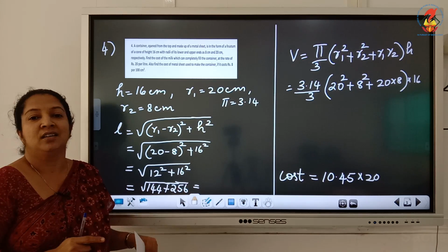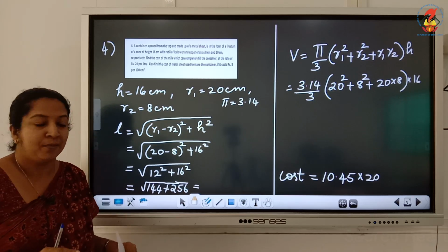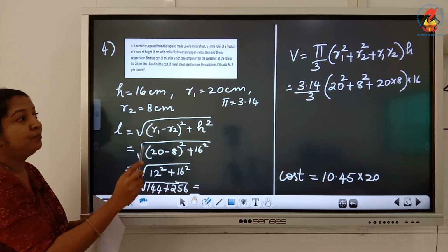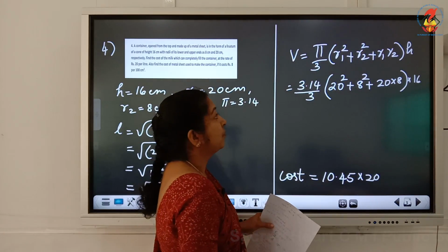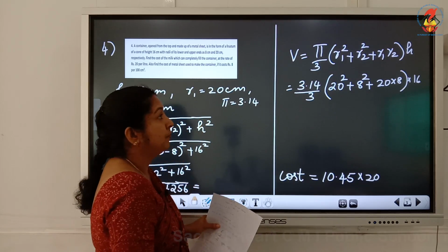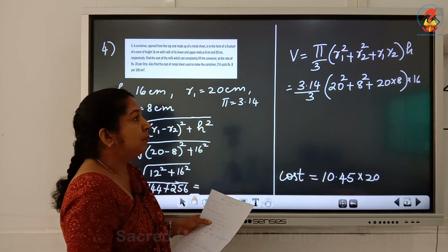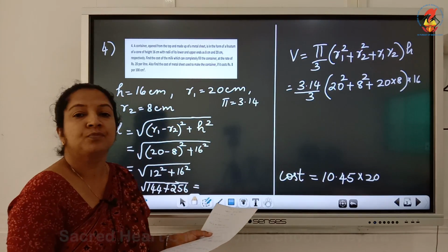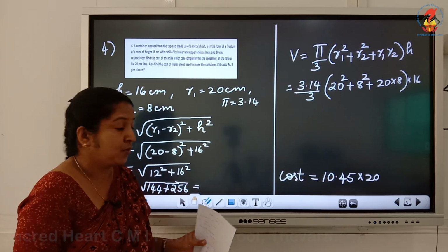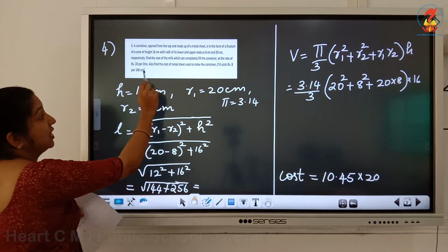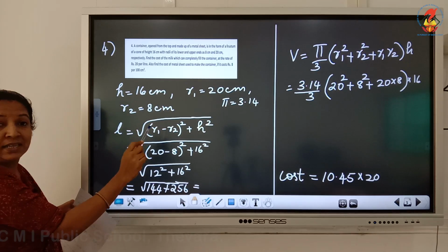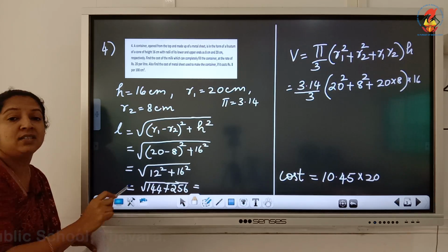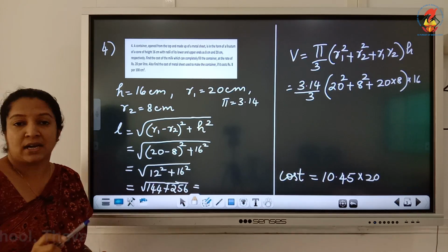So what you have to find first is the cost of the milk which can completely fill the container. So it is clearly the volume. Volume formula is this: pi by 3 into R1 square plus R2 square plus R1 R2 into H. And the second question is we need the CSA. So for finding the CSA, we need slant height or lateral length.